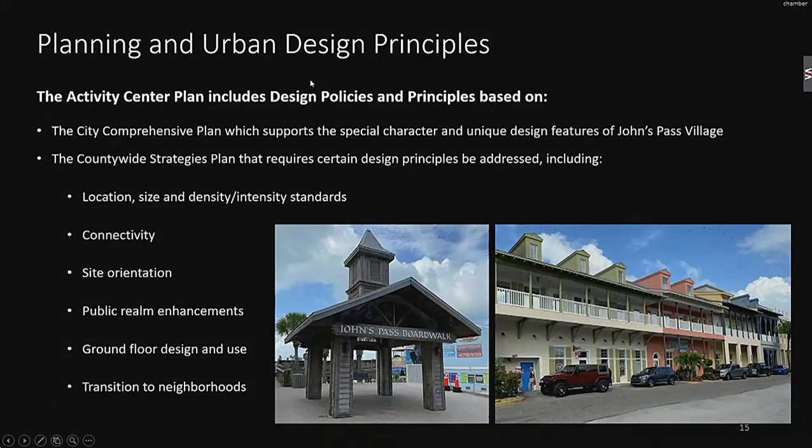So with planning and urban design principles, the comprehensive plan does talk about the special character and unique design features of Johns Pass Village, so that really supports the city's decision on going forward with the activity center. And we also want to bring that forward in our zoning districts as well, just like I was talking about having those design standards and architectural details in those specific zones.